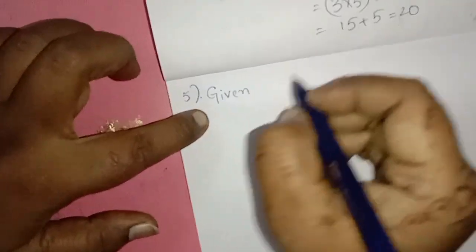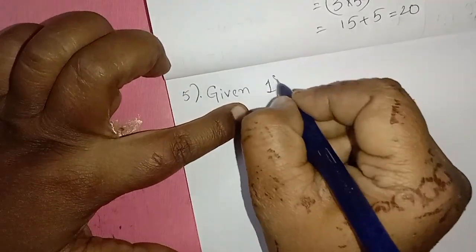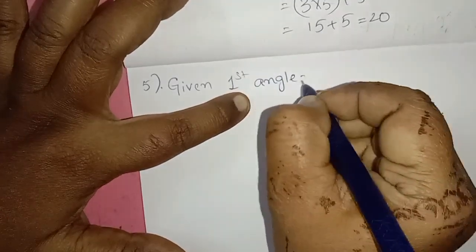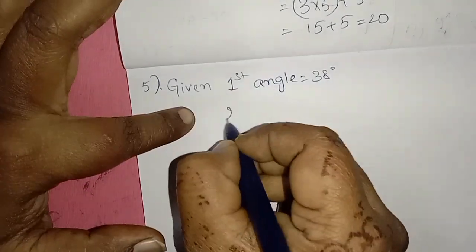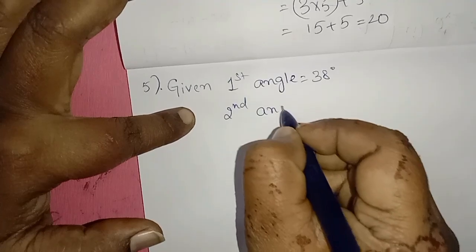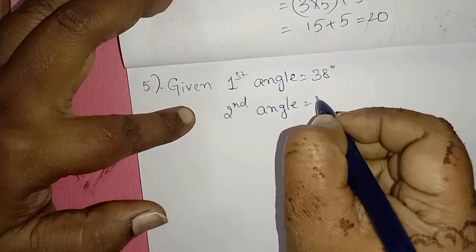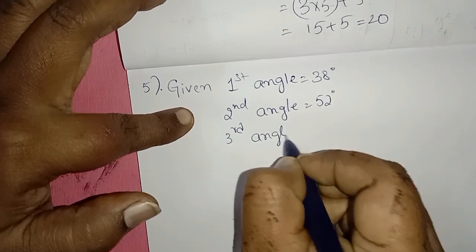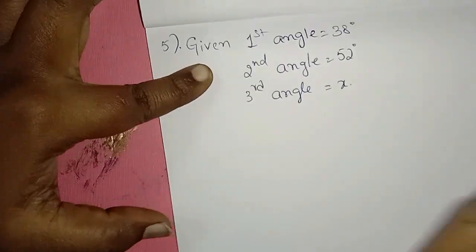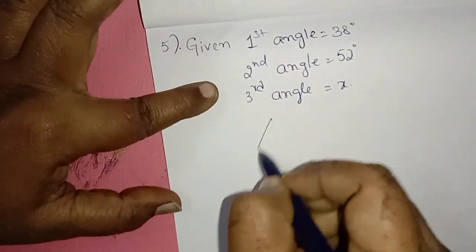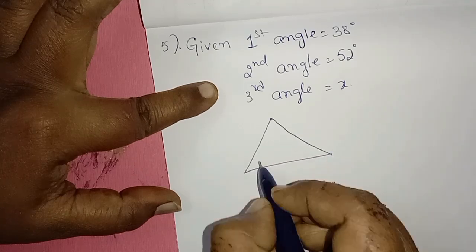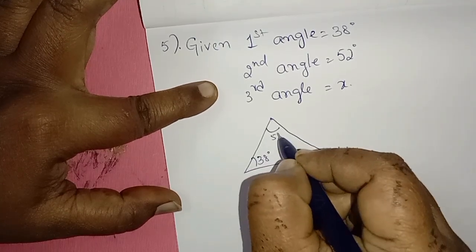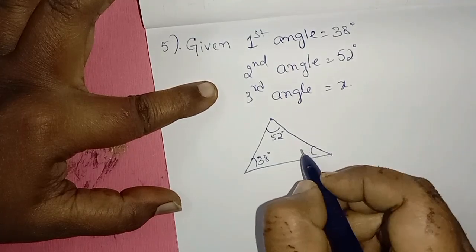What is the first angle? Given, what information is there in the question? Given first angle. So I am directly writing like this. First angle equals 38 degrees. Second angle equals 52 degrees. Third angle I am taking as x. X, right? So this is my figure. So 38, 52 and it is x.